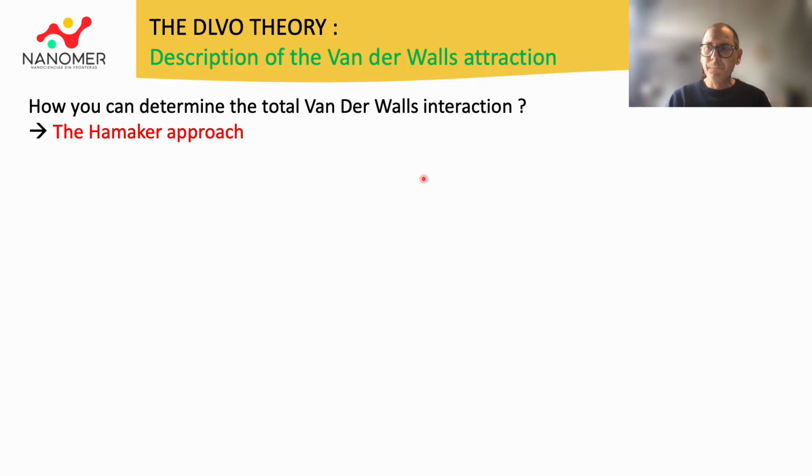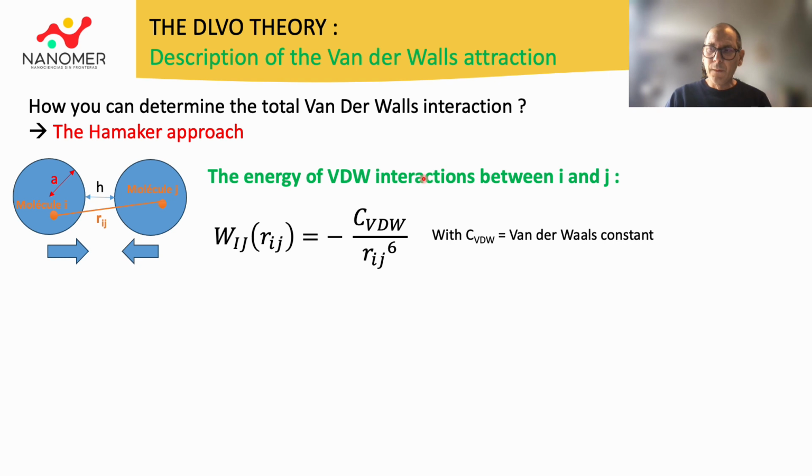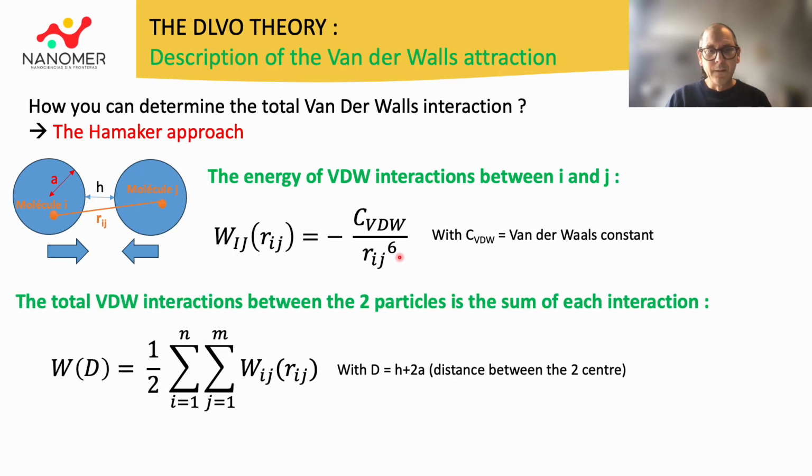Now considering the attractive van der Waals potential. How can you determine the total van der Waals interaction between two particles? A model was proposed by Hamaker. He considered that the van der Waals interaction between two chemical entities, E and G, within two particles, separated by a distance r, is given by the typical van der Waals equation. Now, the total van der Waals interaction between the two particles is the sum of each interaction between each entity present in each particle.